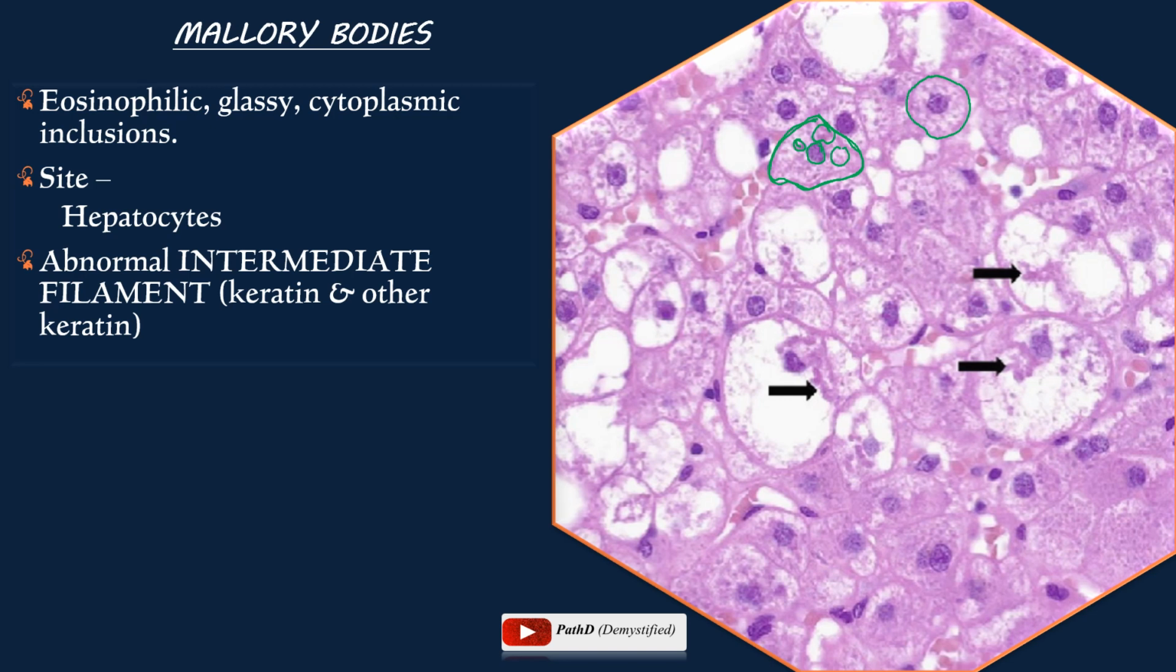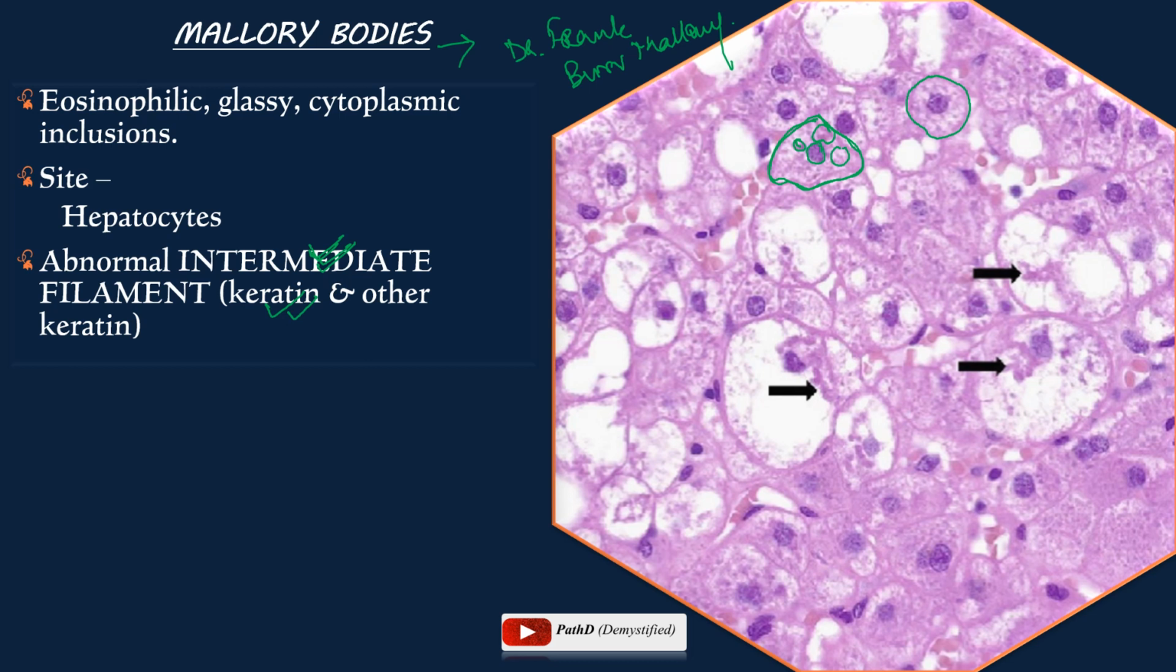Now what are they composed of? They are composed of keratin filament, which is also called the intermediate filament. Now these Mallory bodies were named after an American pathologist, Dr. Frank Burr Mallory.